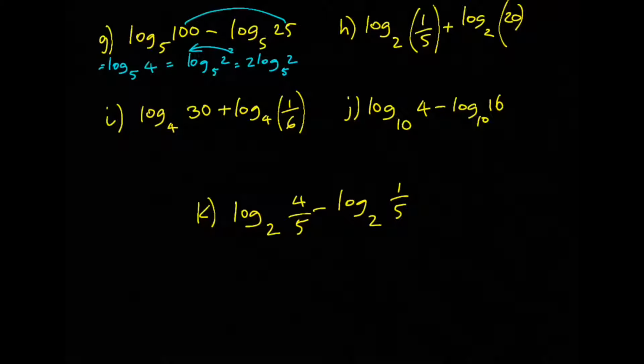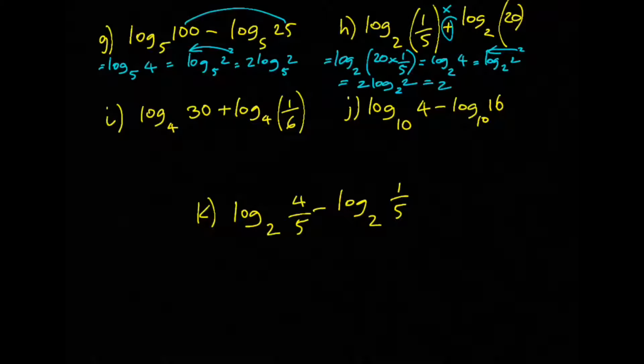Part H. Now, because this is plus, we do the multiply rule. Both bases are the same, so we can go ahead and do that. So it's 20 times 1 and 5, or 1 and 5 times 20. And that equals log 2 of 4, which equals log to base 2 of 2 squared. Bring that down the front, and that equals 2 log 2 to base 2, which is simply 2.